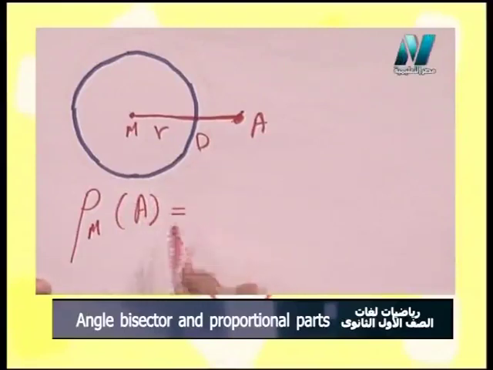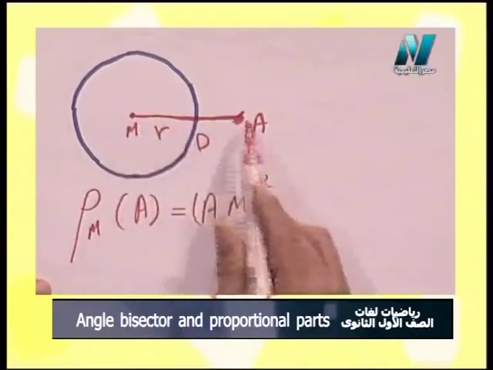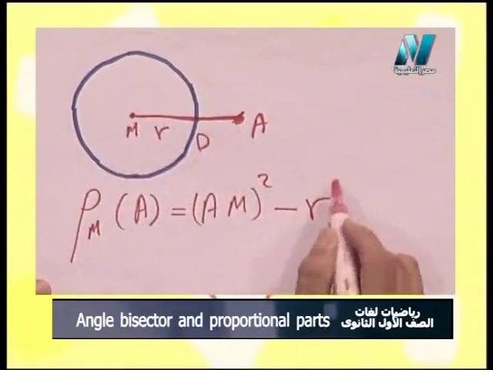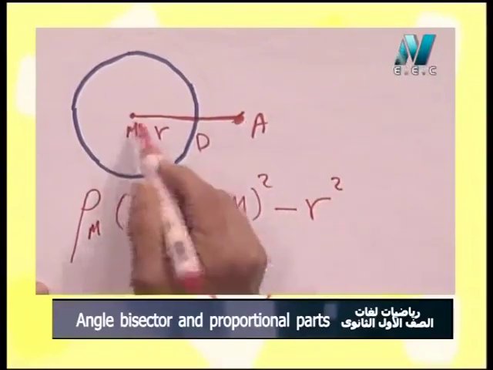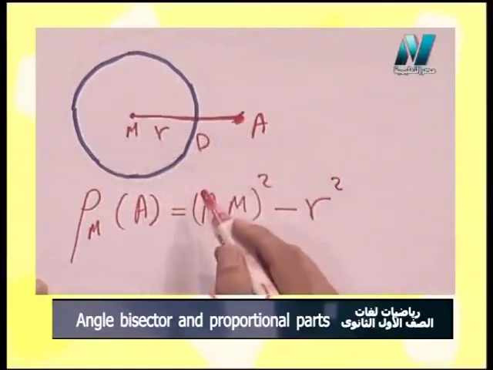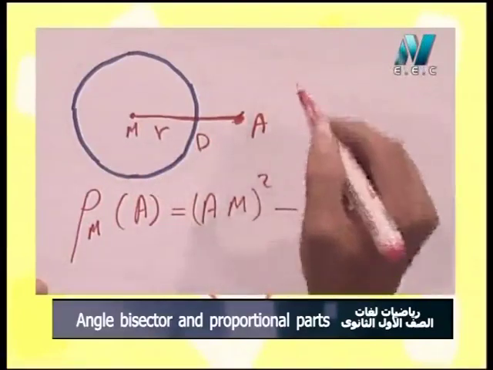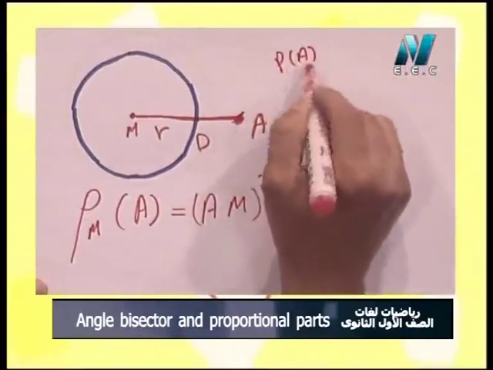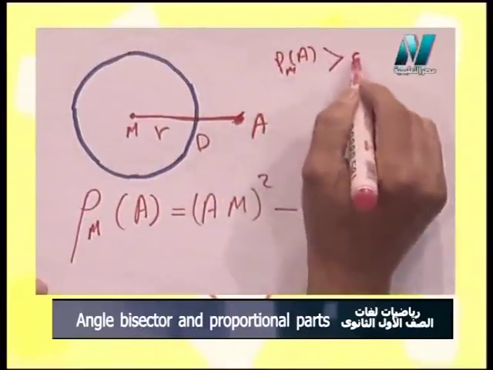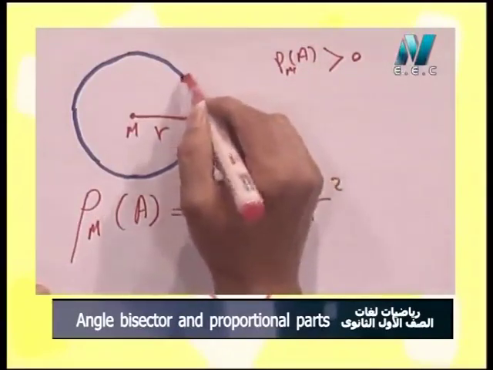Okay, we have a rule here. P of A related to M, or P of A directly, equals the distance AM power 2 here minus the radius power 2. The radius here is MD. This point A maybe lies outside the circle, and in this case P of A will be greater than 0, and maybe A lies on the circle itself like that.